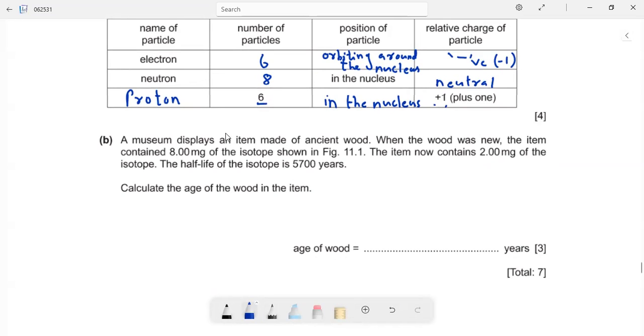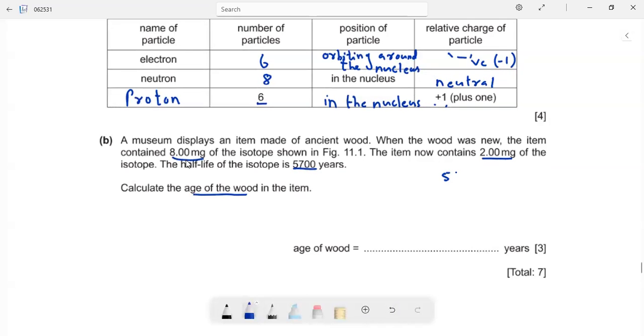A museum displays an item made of Asian wood. When the wood was new, the item contained 8 mg of the isotope shown in figure 11.1. The item now contains 2 mg of the isotope. The half-life of the isotope is 5700 years. Calculate the age of the wood.